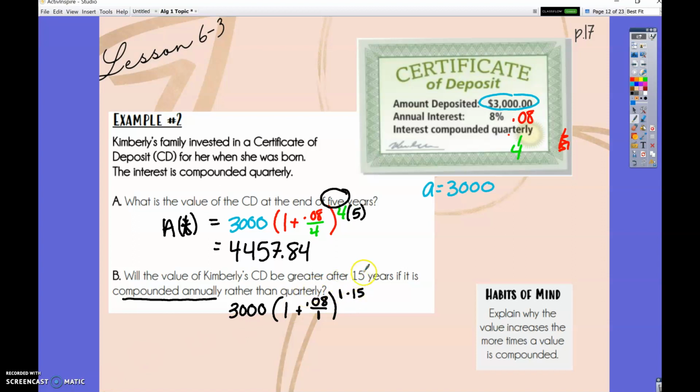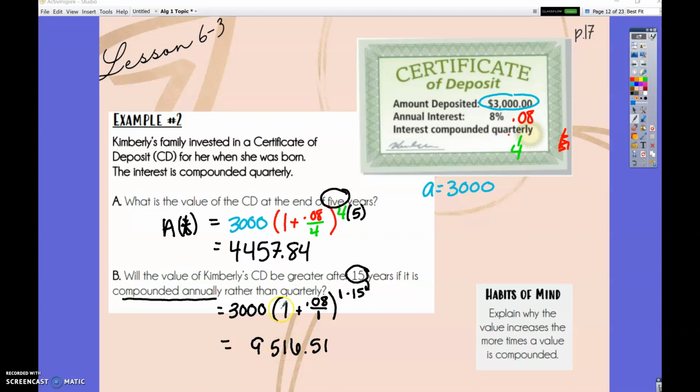So the main difference here, we again use all these numbers. Our 15 is our time, but compounding annually means once a year. That's why we have the 1. If you do the calculations, you get $9,516.51.